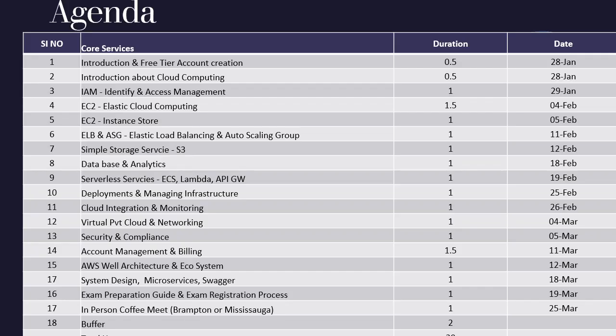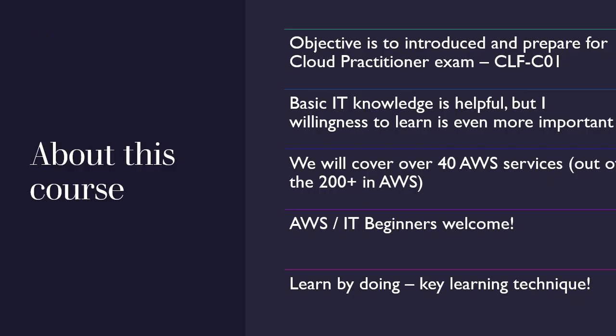So the agenda for the whole session, this is the agenda I have already shared with you. Today we're going to focus on serial numbers 1 and 2, that is introduction and free tier account creation, and we will also look at an introduction to cloud computing. Initially I had factored half an hour for these two sessions, but I wanted to cover it in one day, so that's the reason you see the date as 28. Going forward, we will look at all the subsequent topics in detail. If you have any questions, just raise your hand and I will look at my screen, and then we can discuss those questions.